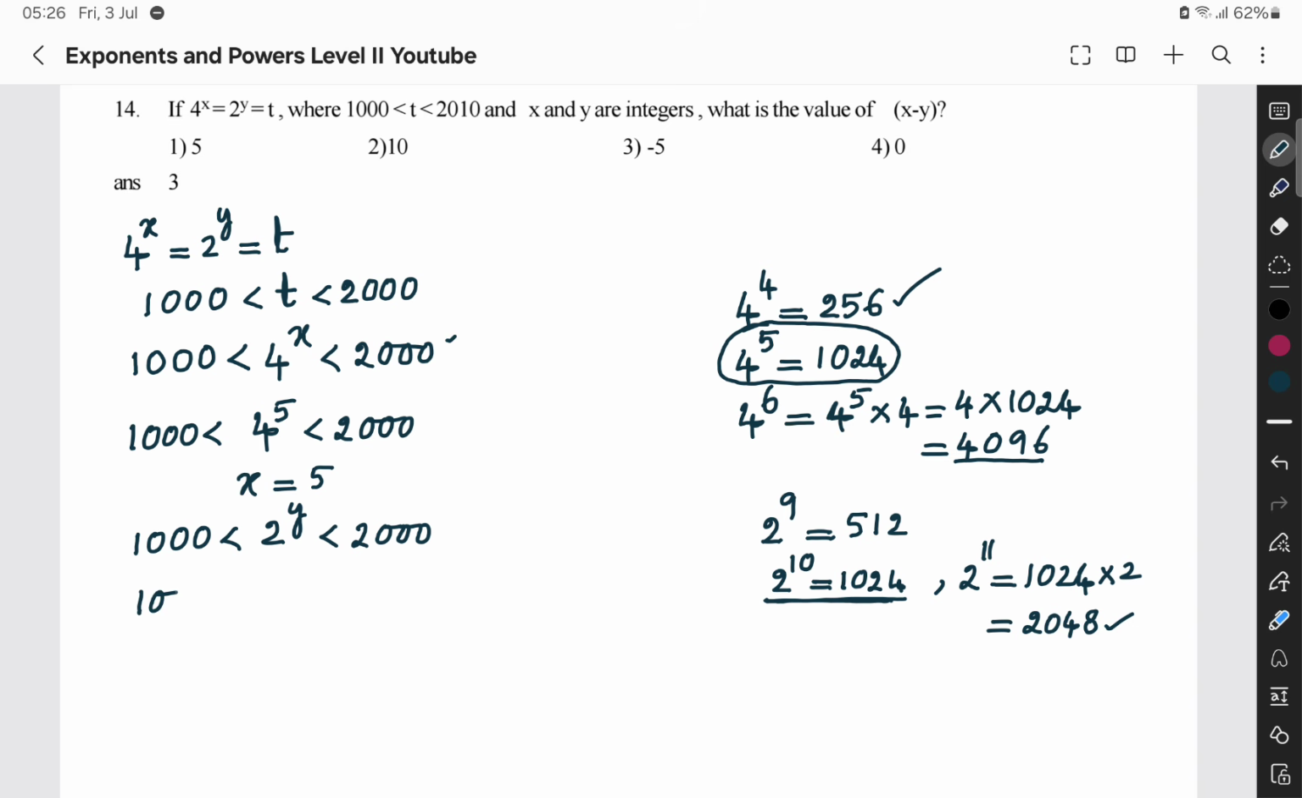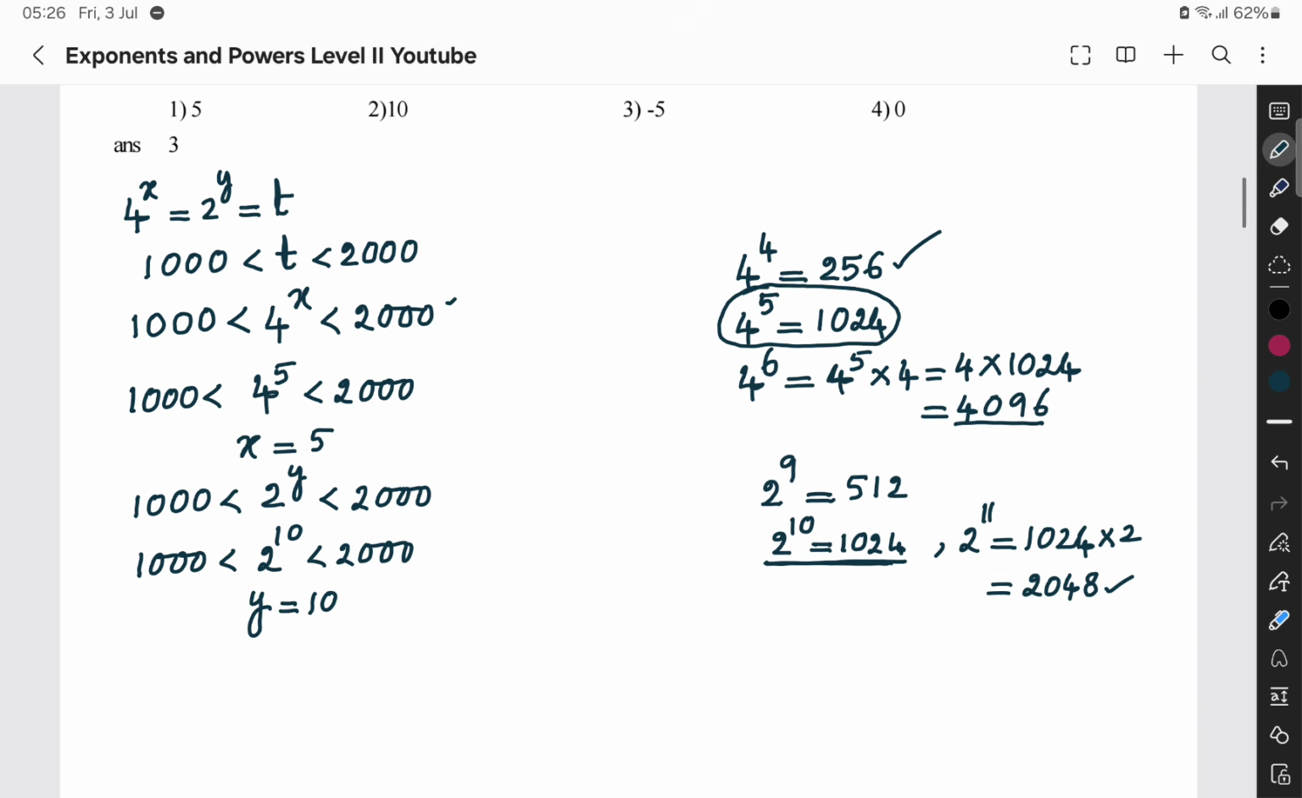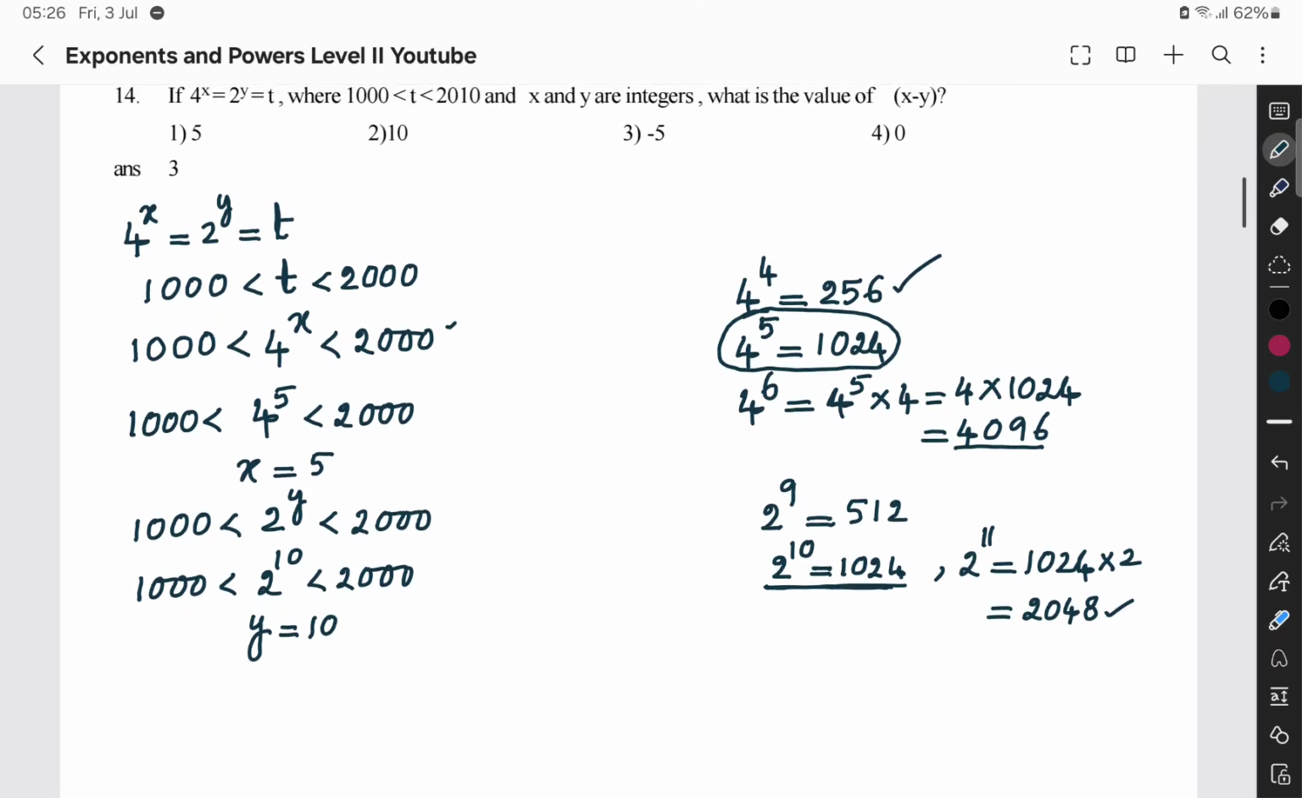So 1000 is less than 2 power 10 is less than 2000. So y must be equal to 10. Now, what you are supposed to find? X minus y. So it is 5 minus 10. That's nothing but minus 5. So option 3. Now let us go to the next question.